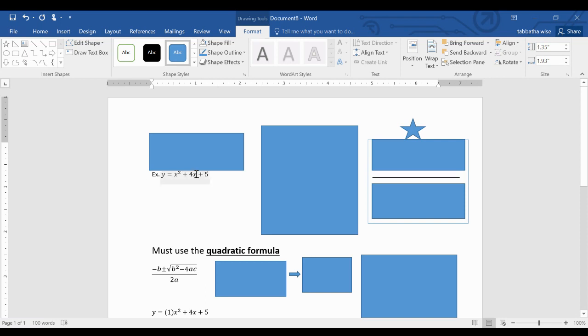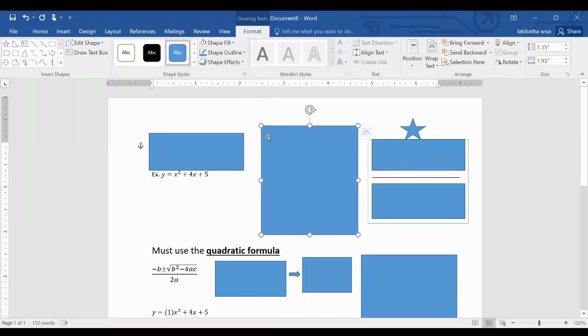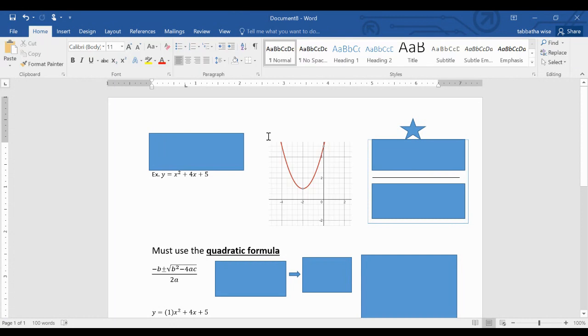So, take a look at this example right here. y equals x squared plus 4x plus 5. If we were to try to graph that, this is what the graph would look like. So, what are the solutions? Well, since it does not cross the x-axis, there are no real solutions. That means graphing will not work for this quadratic.